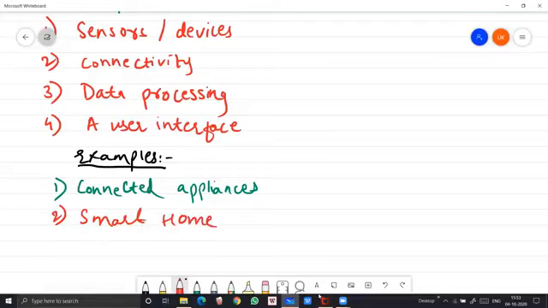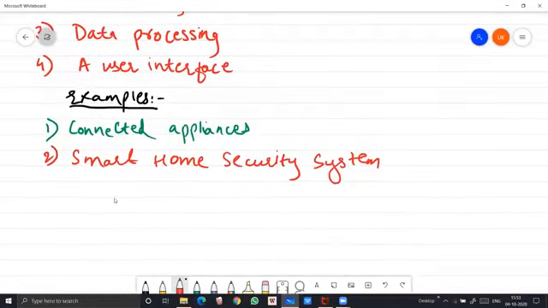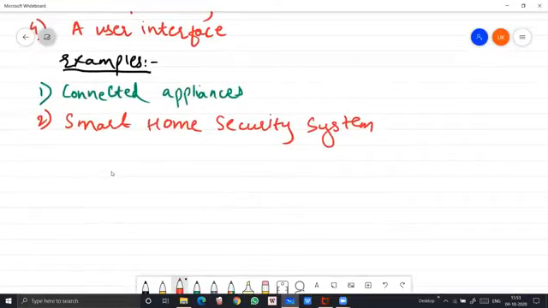Smart home security system, we can say, nowadays we have face recognition to open the door and for all the confidential things, the things which need to be logged. Here we can have the CCTV camera. So many things are there, students.